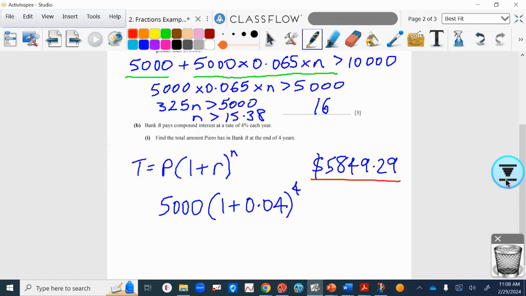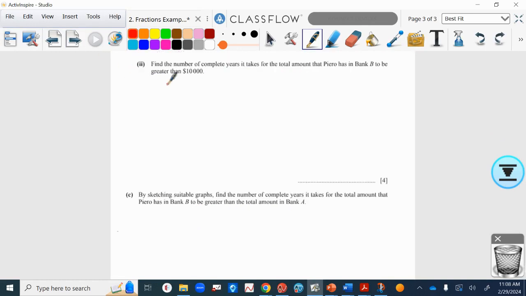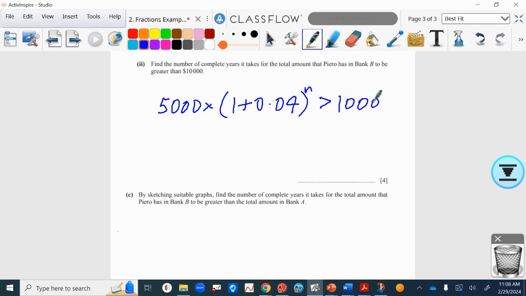Okay, then moving on. The next question we have got, find the number of complete years it takes for the total amount that Piero has in Bank B to be greater than 10,000. Okay, so we've got a very similar question to the previous part. So it is 5,000, the principal, times 1 plus 0.04 to the power of n. We want to know when this, which does represent the total amount this time, is greater than 10,000.